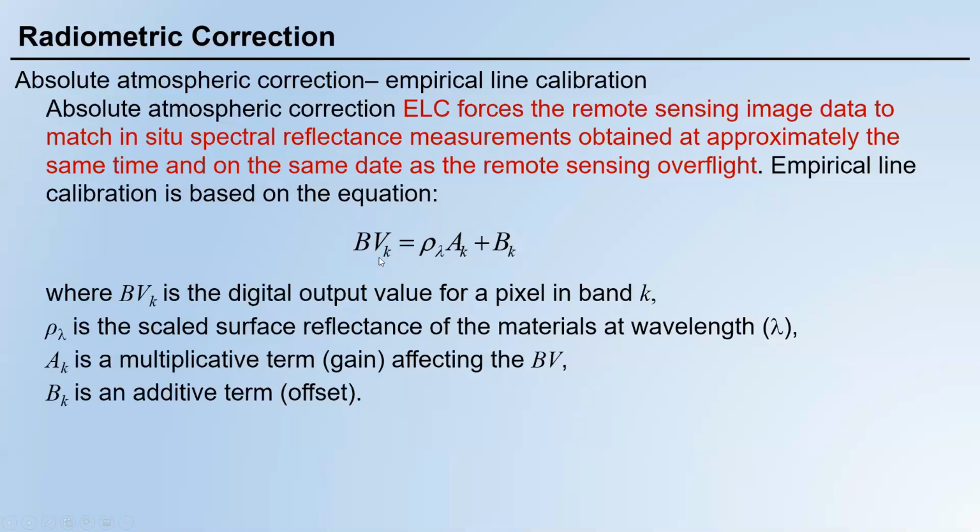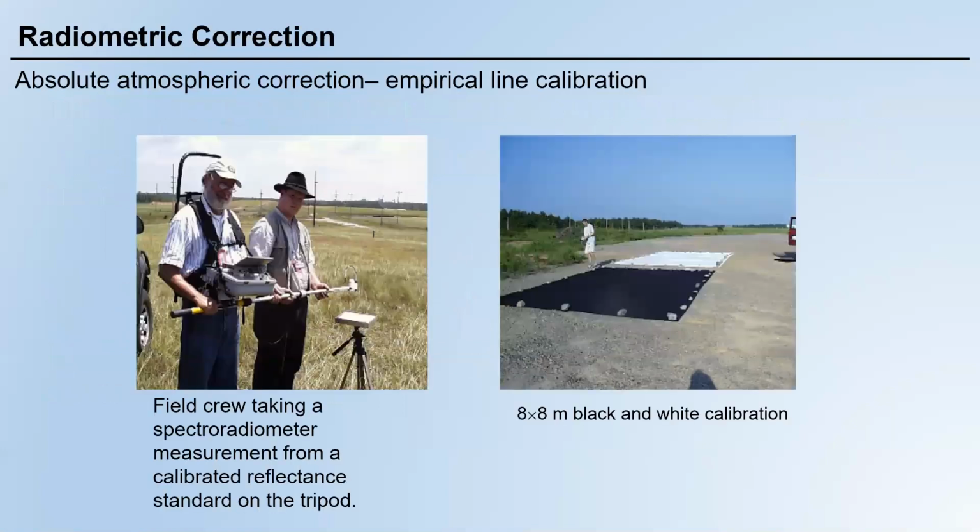So in order to do this, of course, you need to have a remote sensing image collected or created by a sensor. On the other hand, you need field measurement as reference. Here is how you do the field measurement. The field crew takes a spectrometer measurement from a calibrated reflectance standard on the tripod. So here you can say this is a handheld, or a field spectrometer, right? Here is the detector on this rod, and here is a standard whiteboard.